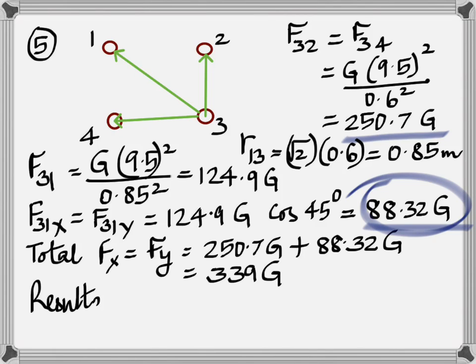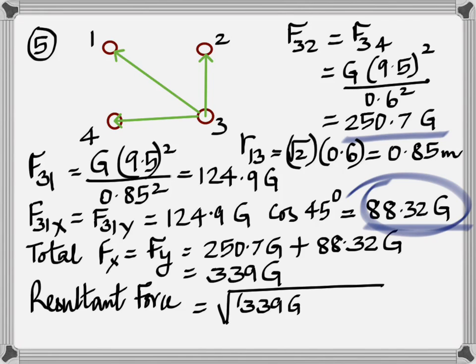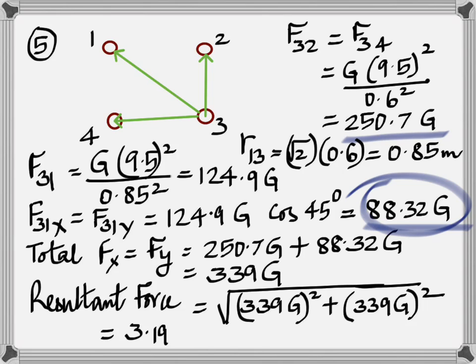So now you have two components that have the same value, and so to find the result, square them, add them, and take the square root. So you get the magnitude of the force as 3.19 times 10 to the negative 8 newtons. And of course the direction is at 45 degrees to the x-axis or to the y. Number 6.